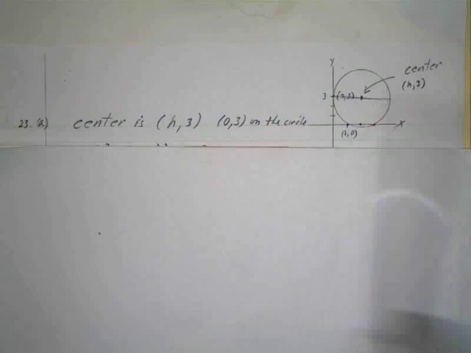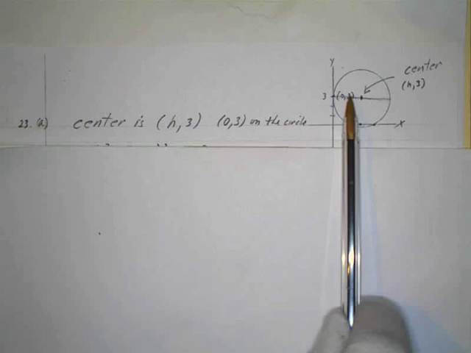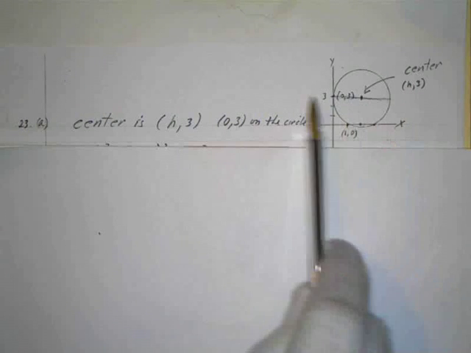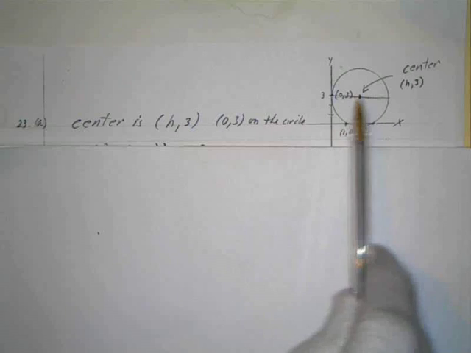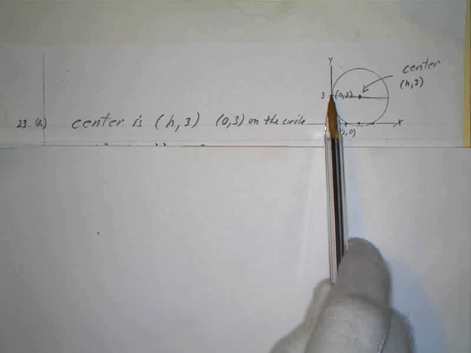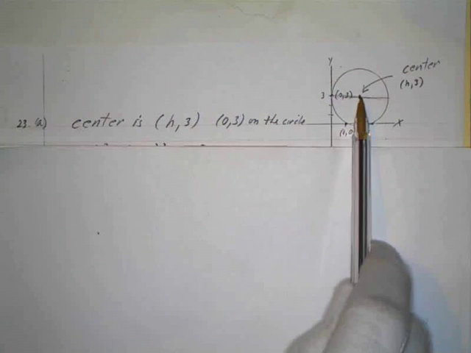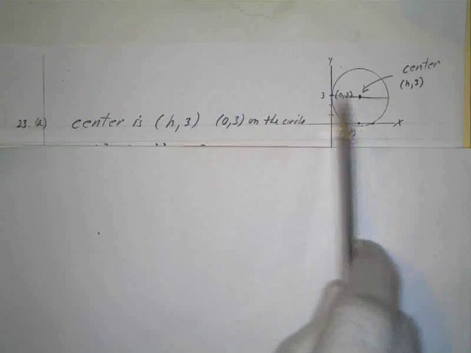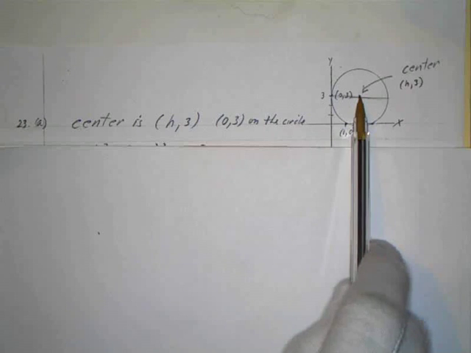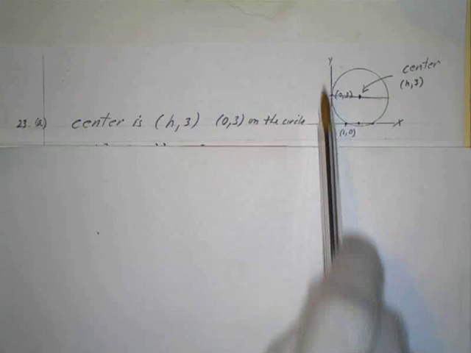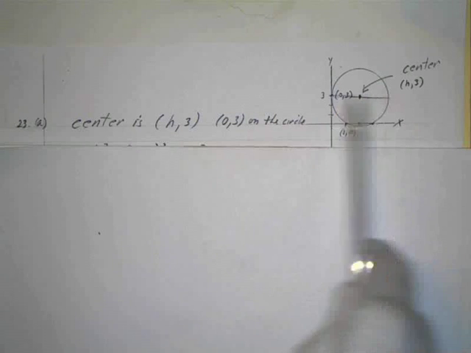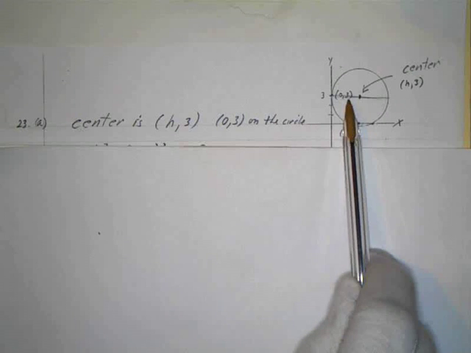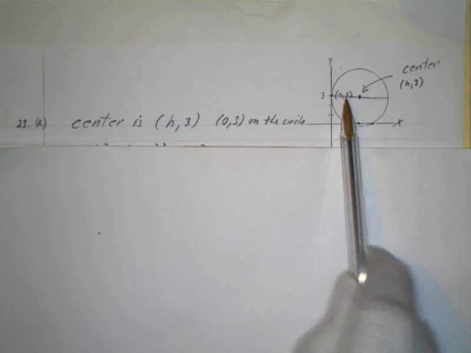So this is the center. Since it's tangent to the circle, remember we talked about this earlier, the segment that joins the point of tangency to the center is going to be perpendicular to the tangent line. Since the tangent line is vertical, this is going to be horizontal, so it goes right through the center. That means the y coordinate of the center must be 3 units, 3 units up.